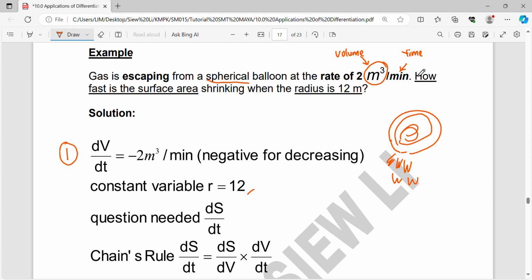And what's the question asked? They asked how fast the surface area is changing. So the question needs the rate of change of surface area. Surface area, we denote it as S. Then we can move to the second step. So that will be our first step: identify the changing variable, the constant variable, what the question needs, and what shape is involved.